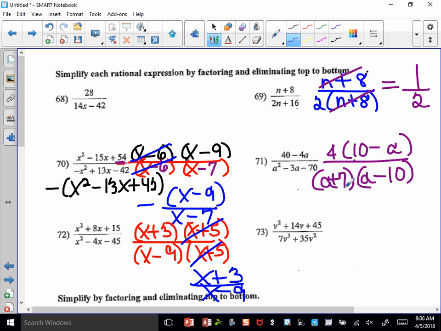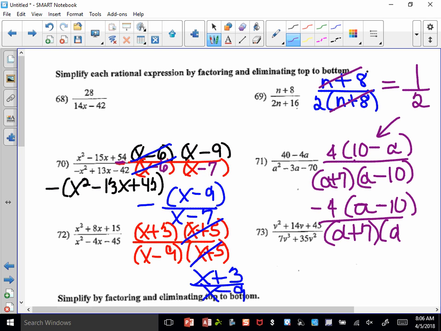And really, what I would do then is factor out a negative here. So if we take out a negative 4, then I would just divide by a negative, and I'll end up with the same thing, which would be a positive a minus 10 at the top. So I'm just going to rewrite it because I just pulled out a negative, so it will look just like the bottom. Take out your a minus 10s. So now I have that negative that I pulled out at the top, and then the a plus 7 at the bottom.